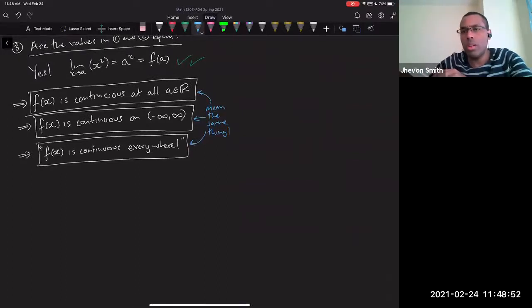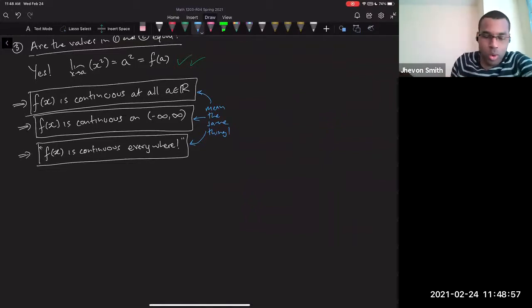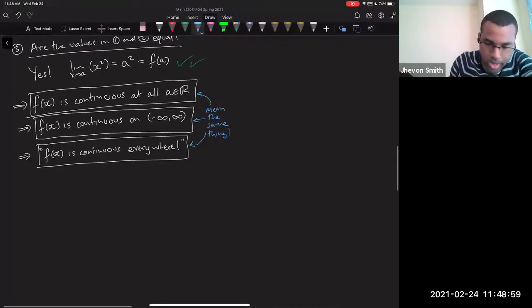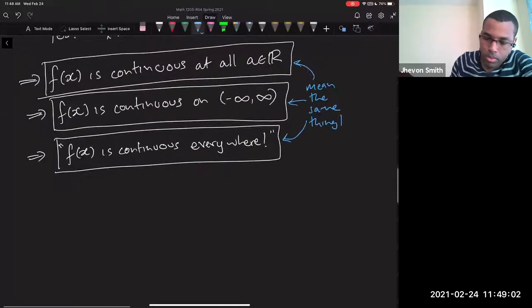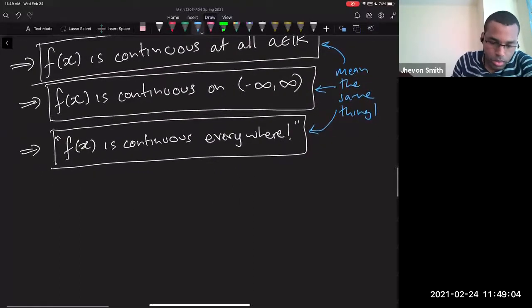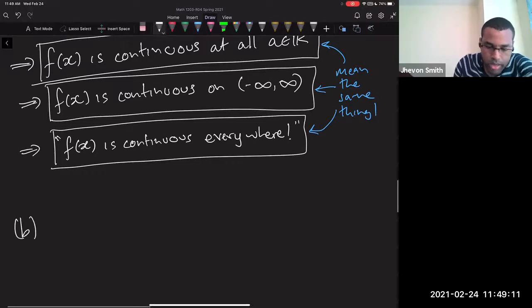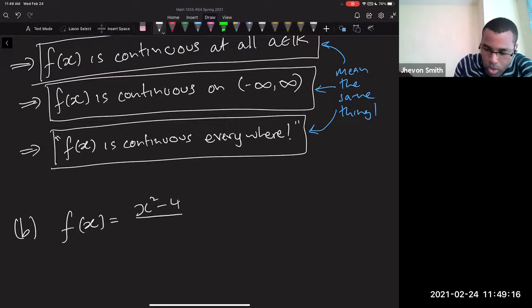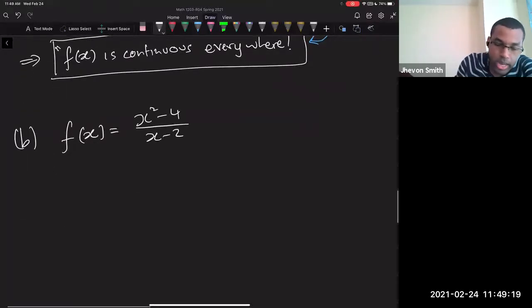Now, the second one we have to work a little bit harder for. So if I go to B in a different color and ask about f of x equals x squared minus 4 over x minus 2. So again, I'm going to go through the three-step process, right? So I would say the following.